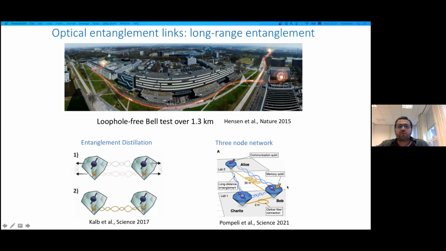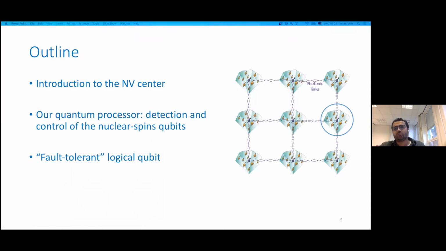All right. In this talk, I'm not going to cover these photonic entanglement links, but I will focus on one of these nodes, and basically how to control the qubits in such a node. I will first give a short introduction to the NV center, and then introduce our quantum processor, which is the carbon-13 nuclear spins around the NV center. How do we detect and control these nuclear spins? Finally, I will come to our recent results on fault-tolerant logical qubits.